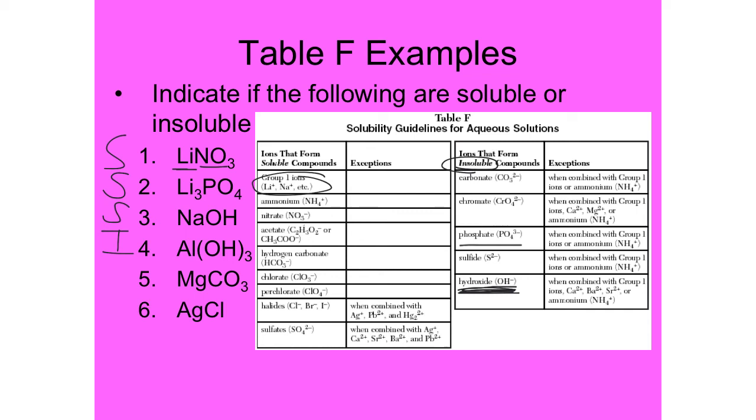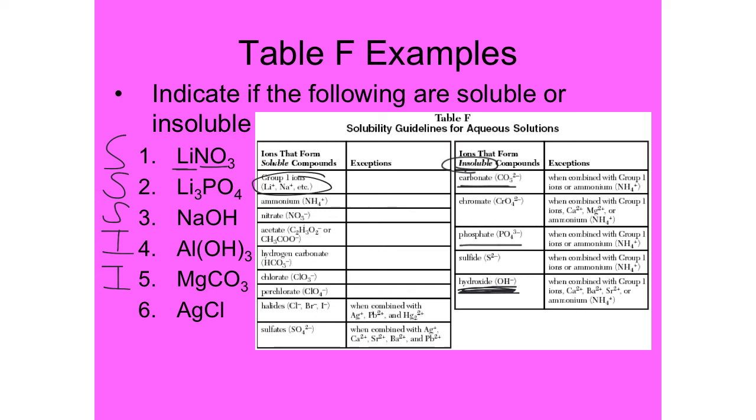Next substance is magnesium carbonate. So we are looking for a rule about either magnesium or carbonate. We do not have a rule about magnesium, so we have to look at carbonate. Carbonates are insoluble unless, so we see if it's listed over here in the exceptions. Magnesium is group 2, so it is not group 1, and it is not ammonium, so it does not reverse the rule, so magnesium carbonate is insoluble.